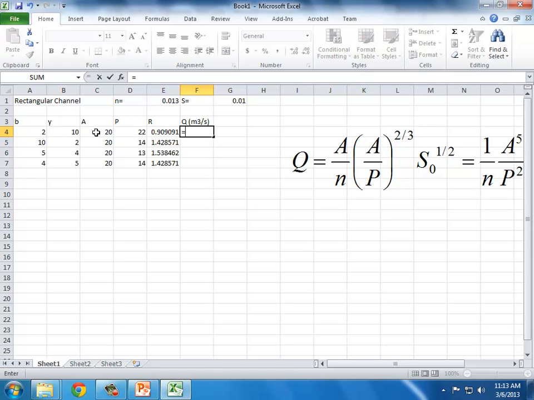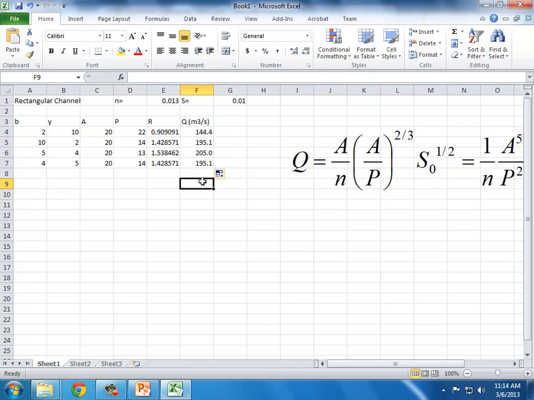Area to the 5/3 power, slope to the 1/2 power, N value, and the wetted perimeter to the 2/3 power. And I need to anchor a few of these cells so that when I drag it downward, it isn't going to lose its perspective. Okay, so flow rate capacity of 144 cubic meters per second.